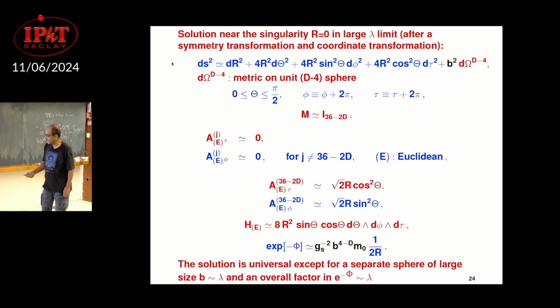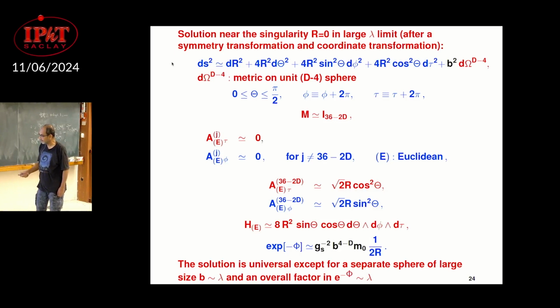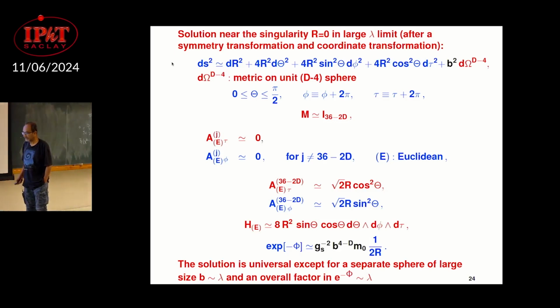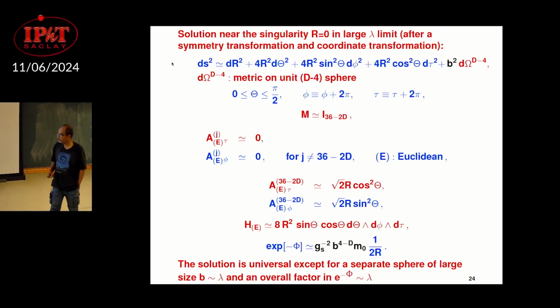The other dependence comes from the expression for e to the minus phi. There is an overall multiplicative factor that comes here. And so the solution is universal except for a separate sphere of large size, as I said here, and an overall factor in e to the minus phi, which scales as lambda. Because lambda is large, e to the minus phi is large, so the string coupling is small.